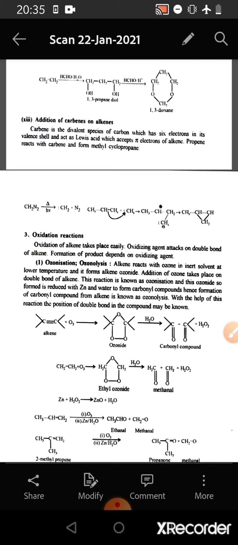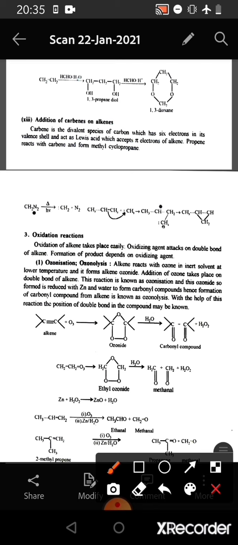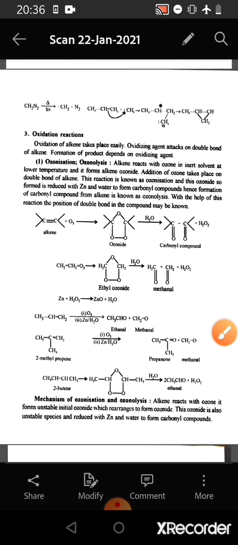Carbene is the divalent species of carbon which has 6 electrons in its valence shell and acts as Lewis acid which accepts pi electrons of alkene. Propene reacts with carbene and forms methylcyclopropane. So here we see diazomethane undergoes decomposition on heating and forms carbene, that is methylene, and nitrogen. Now propene reacts with carbene and forms an adduct. Now this adduct on rearrangement forms methylcyclopropane. The next reaction is oxidation reaction.